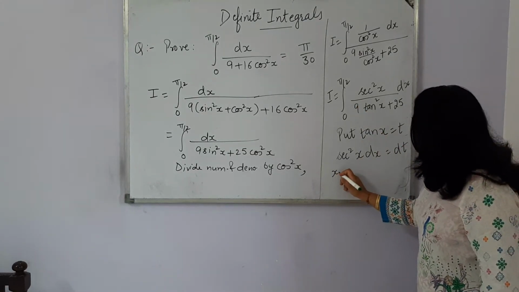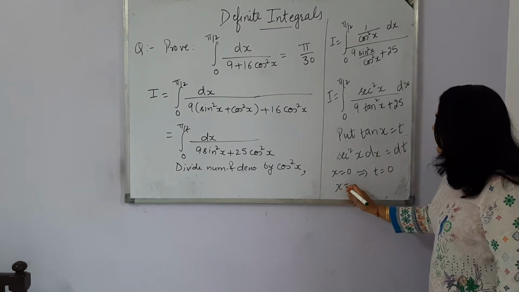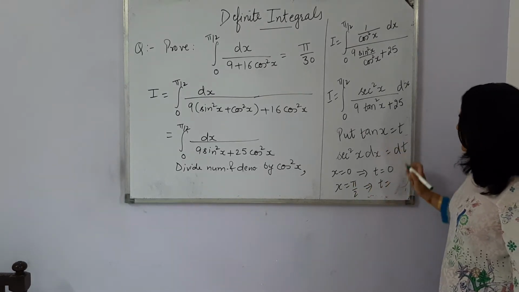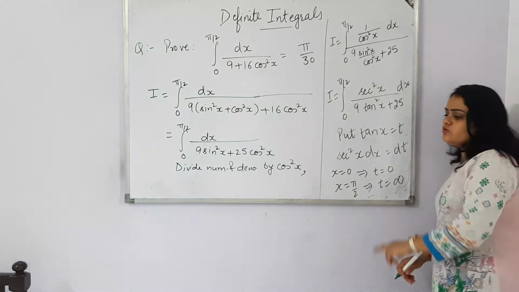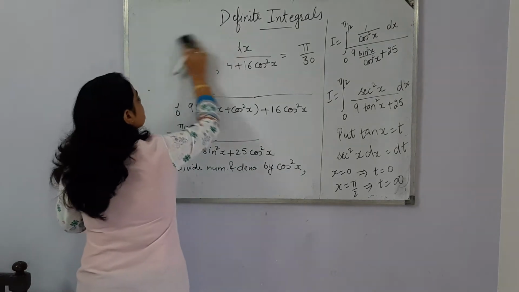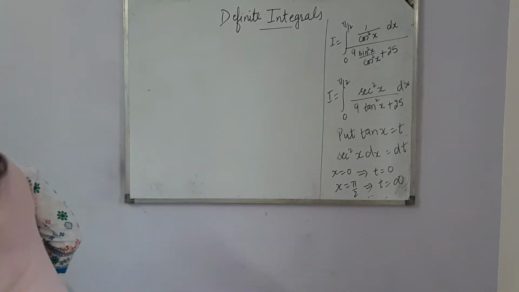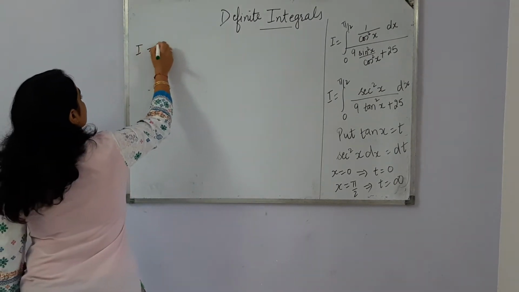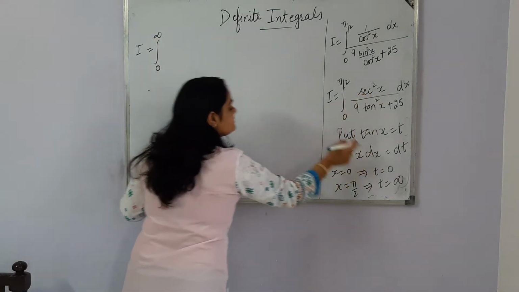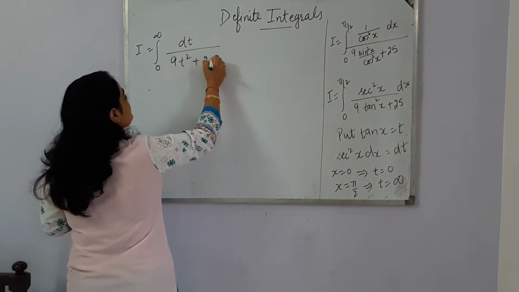So if x is 0, then t is tan 0, which is 0. And if x is 90, that means pi by 2, then t is tan 90, which is infinity. Now the limits are 0 to infinity. So I is equal to the integral from 0 to infinity of dt upon 9 t square plus 25, since secant square x dx is equal to dt.